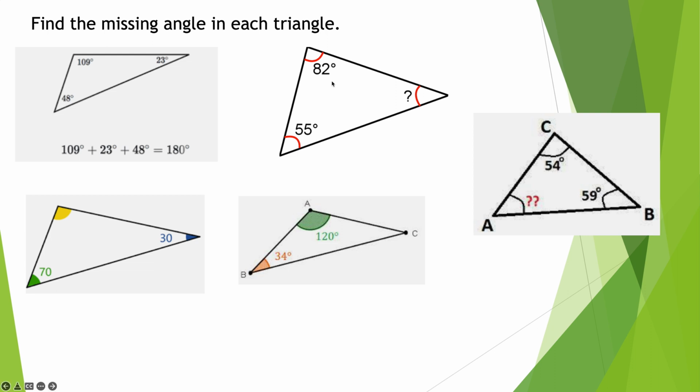Okay, so if I add 82 and 55, I come up with 137, and then I do 180 minus the 137, and I get 43. So the missing angle is 43. Let's have you do the next three diagrams from left to right, and I will give you the correct answers after you do stop and start. Go ahead.